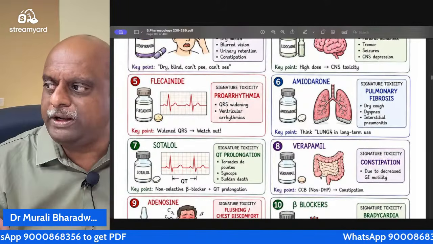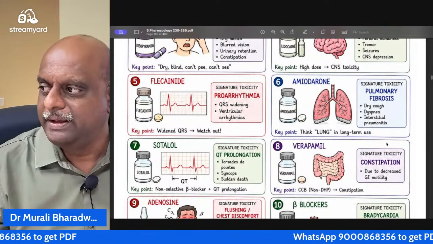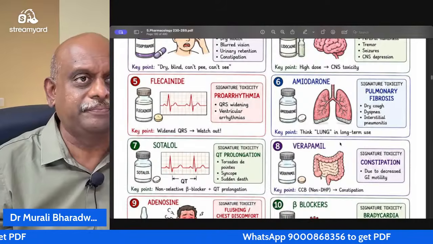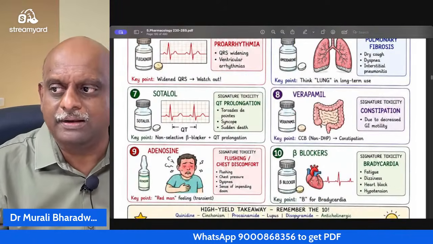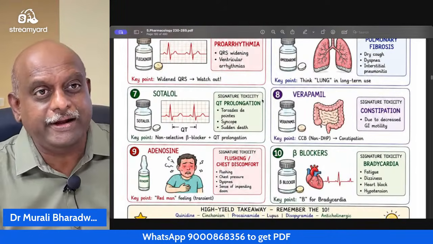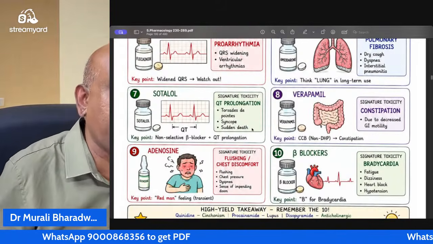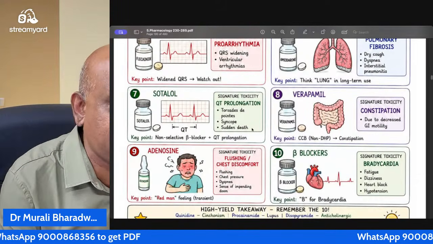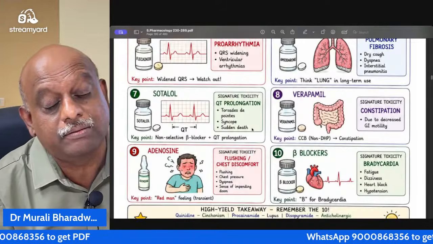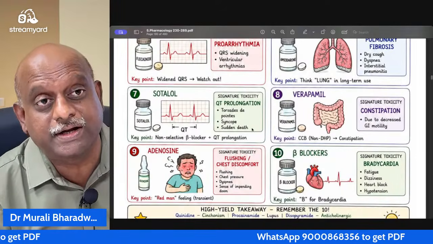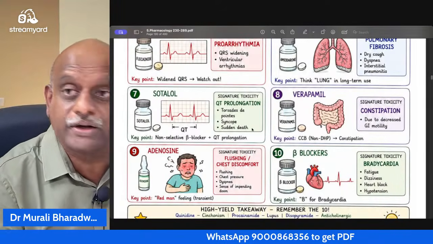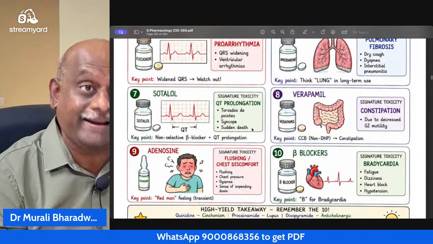Amiodarone can lead to pulmonary fibrosis, interstitial pneumonitis. Sotalol can lead to QT prolongation. Normal corrected QT interval is 420 milliseconds. Any QT prolongation of more than 600 milliseconds will lead to development of polymorphic ventricular tachycardia.